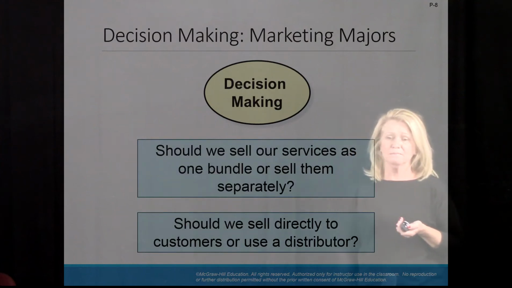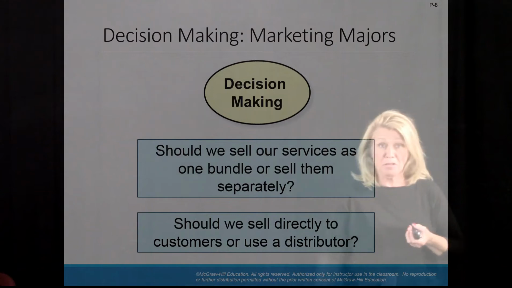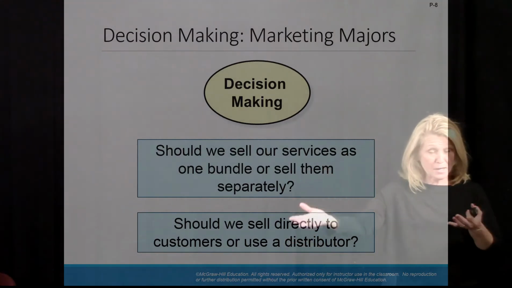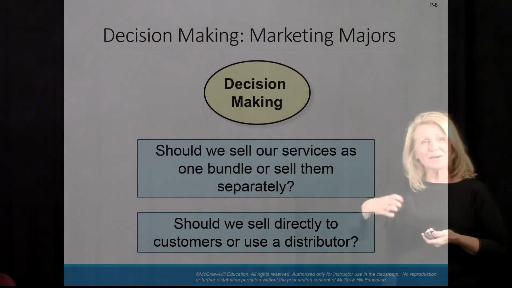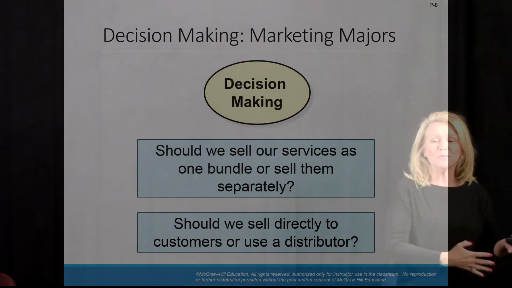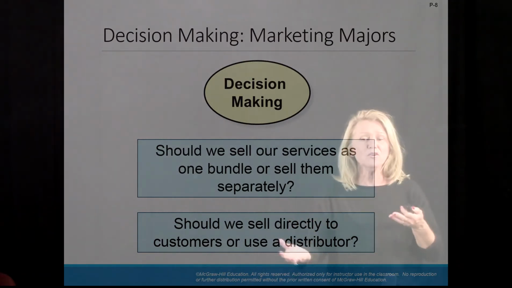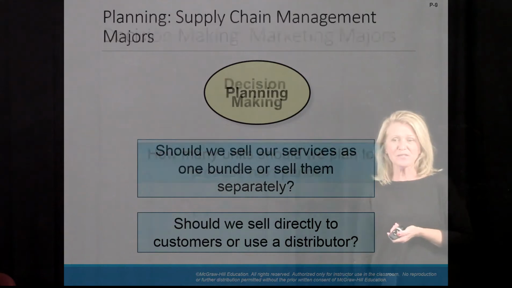And decision making. How do we sell our services? Do I sell a bicycle tire or do I sell a bicycle tire and a wheel? How do you make those decisions? Do we sell directly to the customer? Do we sell online? Do we have a storefront? Do we sell to distributors? Do we sell to Walmart? How do you make those decisions as a marketing manager if you don't have the correct numbers?